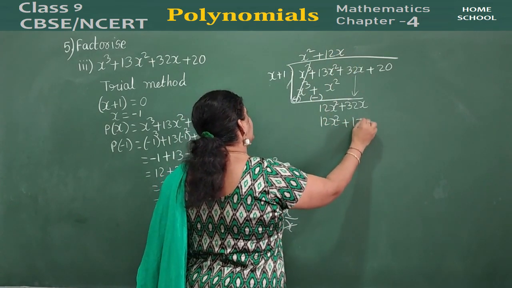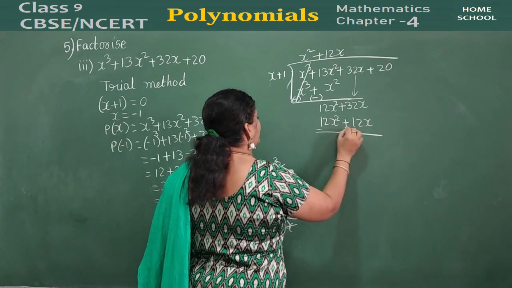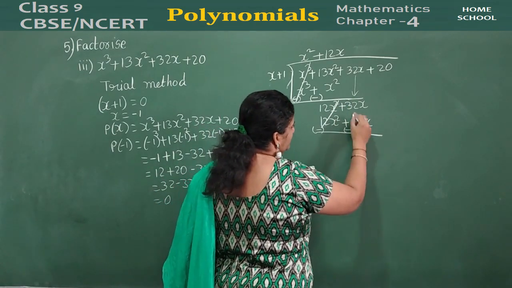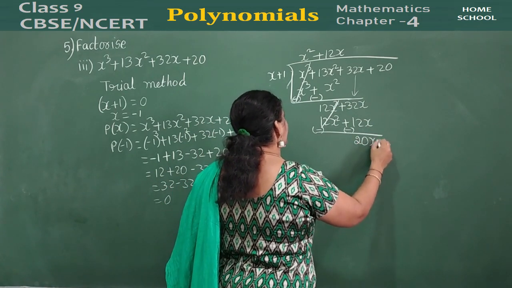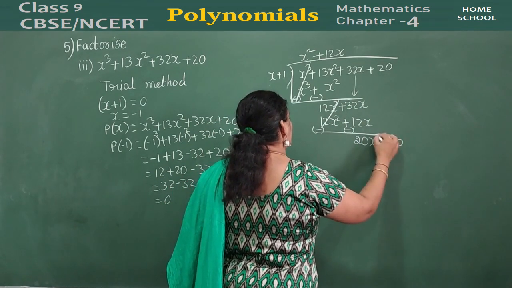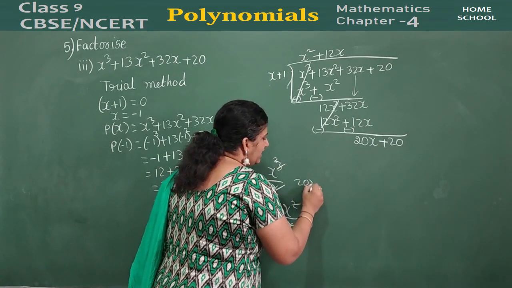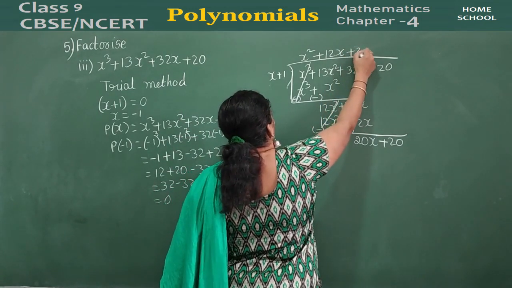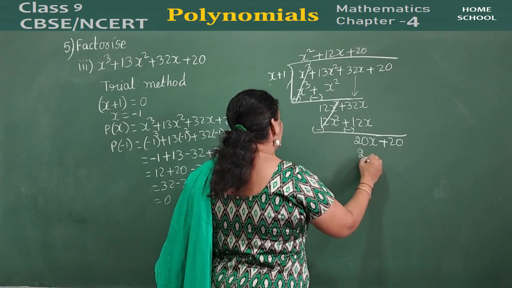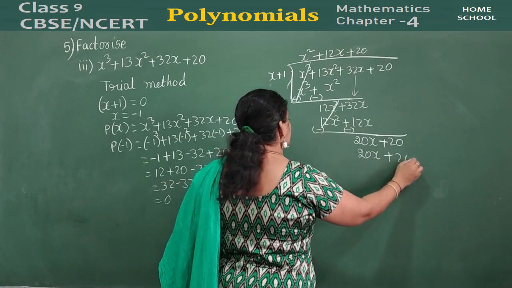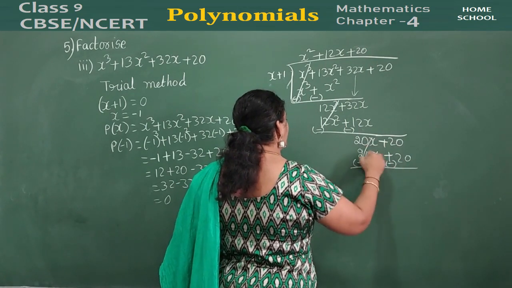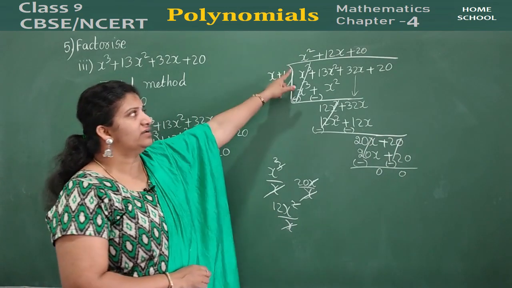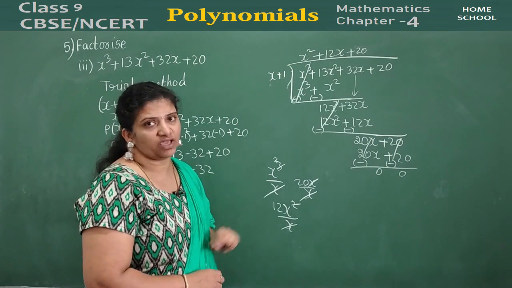12x square plus 12x, change the sign, cancel. 32 minus 12 will be how much? It will be 20x. Drag the term down, plus 20. Now 20x by x. It will be 20. Write that here 20 and then multiply. 20 into x will be 20x plus 20. So change sign and it will be 0, 0. So finally what you can write? So this equation is also a factor.